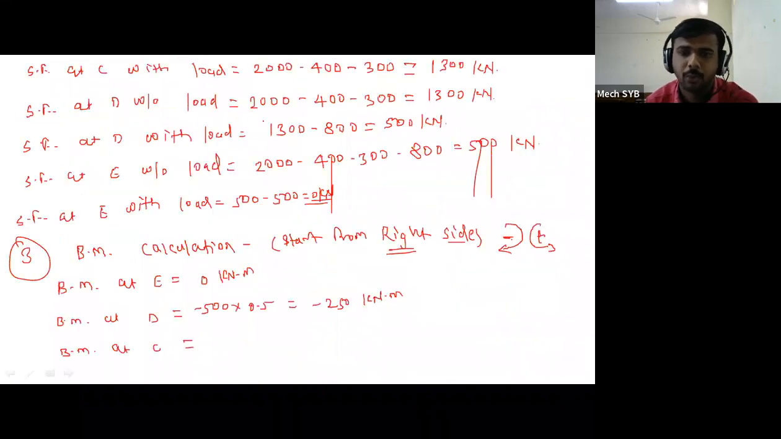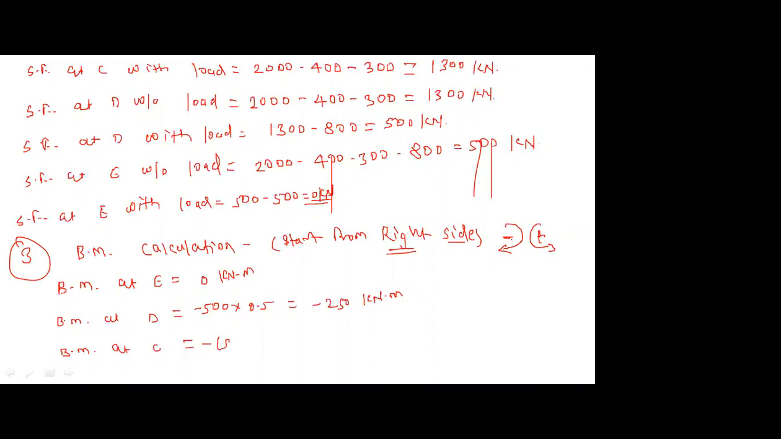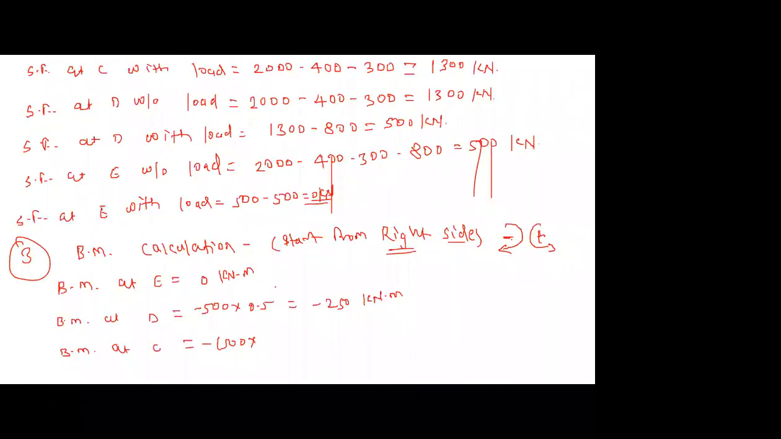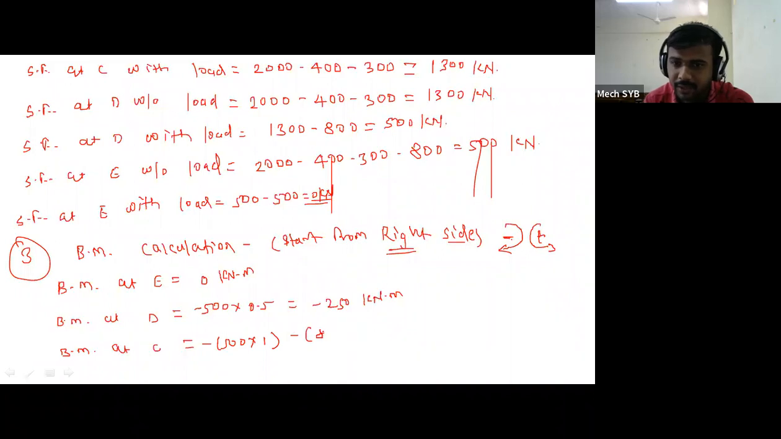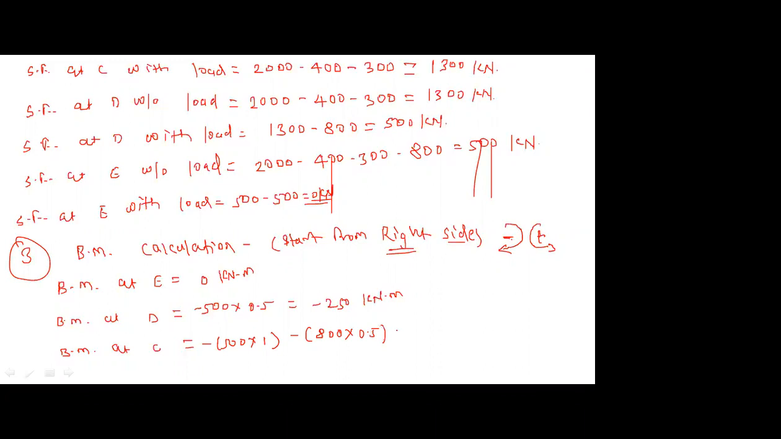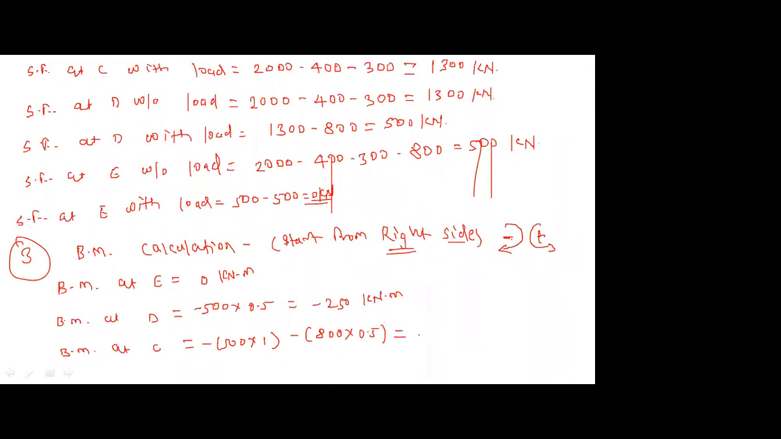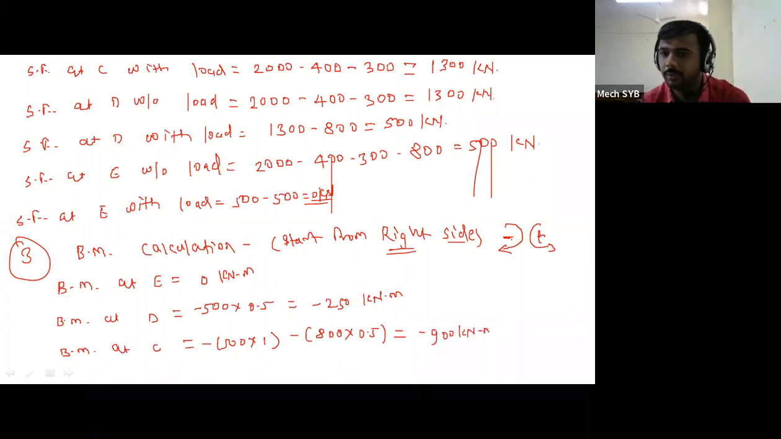Now how many forces are present at the left side of the point C? 2. 2. मग पहिल्यांदा घ्या सगळ्यात एंडचा minus 500 into 1. C पासून डिस्टन्स 1 आहे. And minus 800 into 0.5. Tell me this answer. Minus 900. Minus 900 kilonewton meter.